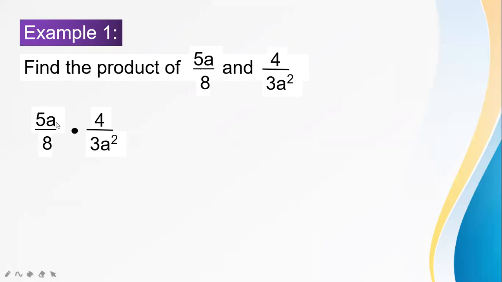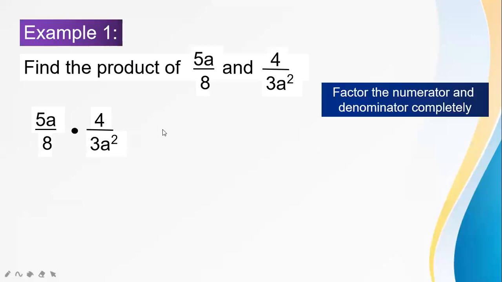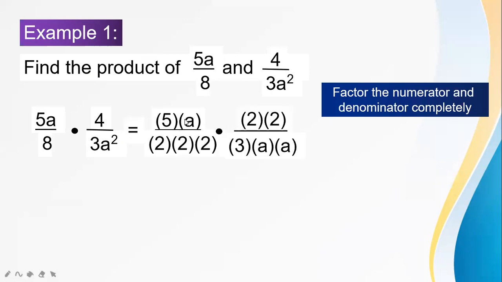So we have 5a over 8 multiplied by 4 over 3a squared. First step, factor the numerator and denominator completely. So these will be your factors: 5a, 2 times 2 times 2 is 8, 4 is 2 times 2, and 3a squared is 3a, then a. So a and a, we have a squared.